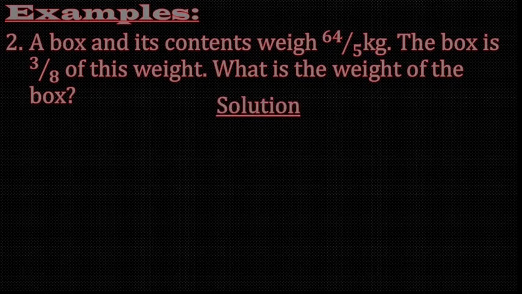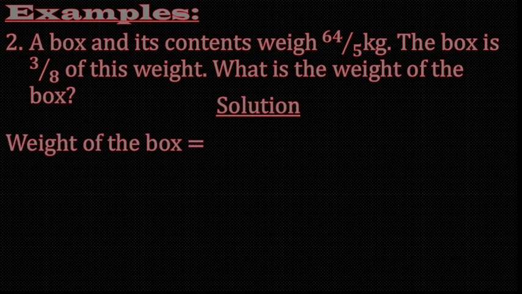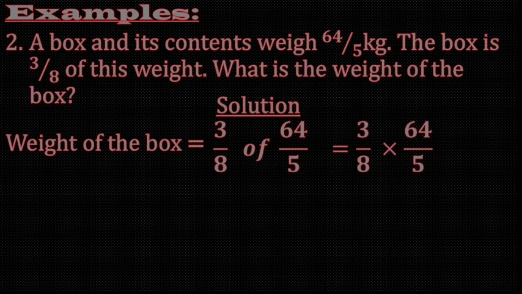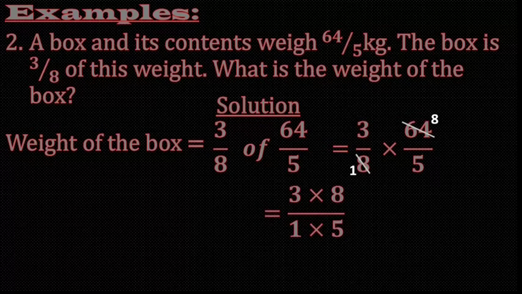What do I do? I would say that the weight of the box will be equal to 3/8 of the total weight, which is 64/5. Very easy. Then my "of" will change to multiplication. Now I'll check for a common factor, which is 8 in this case. So 8 divided by 8 is 1, and 8 into 64, I have 8. I am then left with 3 times 8 over 1 times 5, because there is no other common factor. And that will give me 24/5.